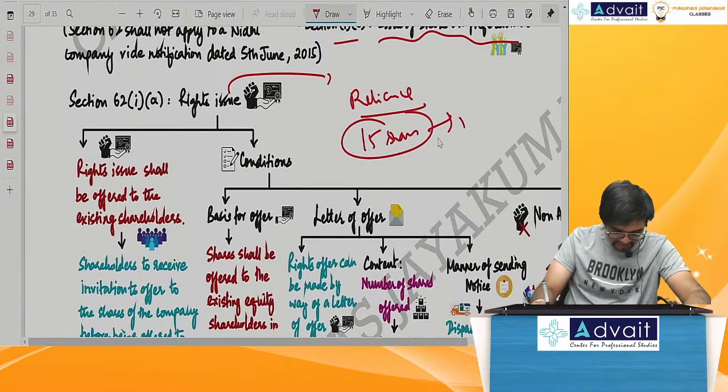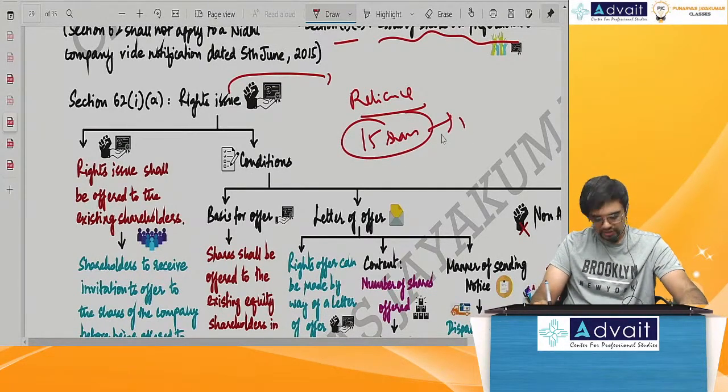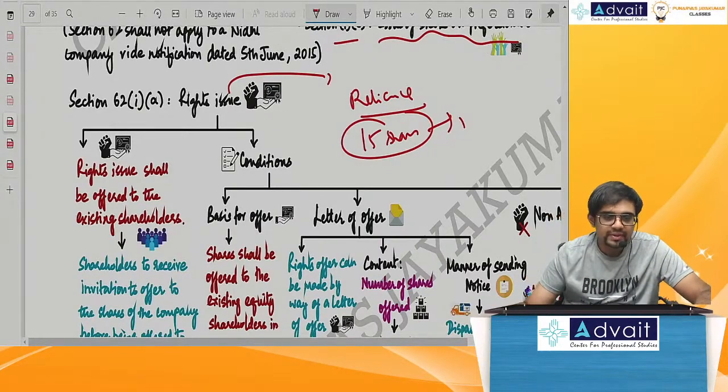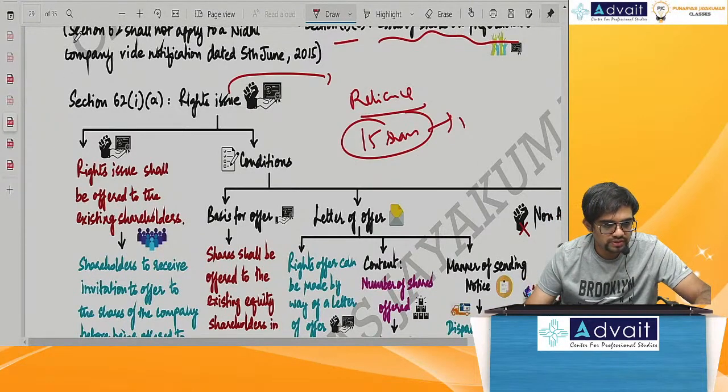Is it necessary to remember section numbers? I already told you yesterday. No need to remember any section numbers. If you can remember, great. Otherwise, leave it. No problem. But never ever write the wrong section number.